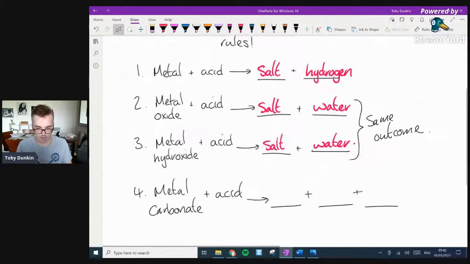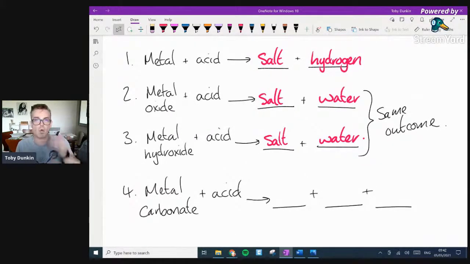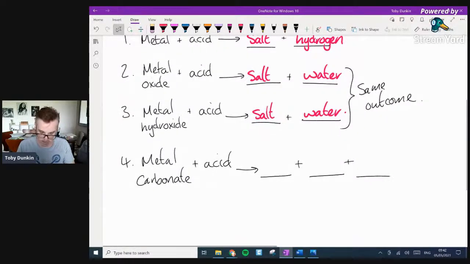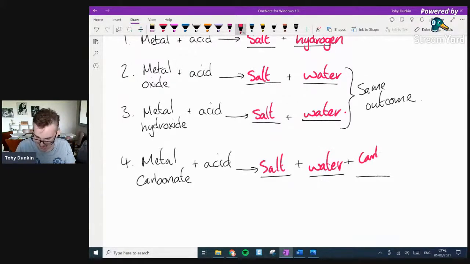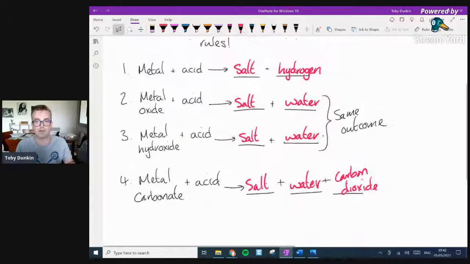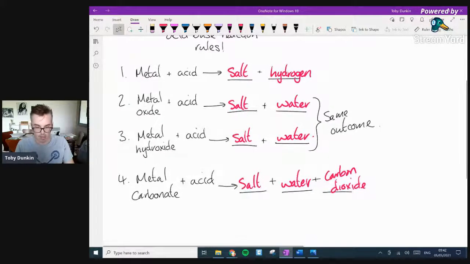I'm hoping you're also going to realize why I give you them in this order. Salt, water, CO2. Thank you very much, Zina. Salt, water, plus carbon dioxide. I'm giving you them in this order because you can see an evolution in the process. They're both water.